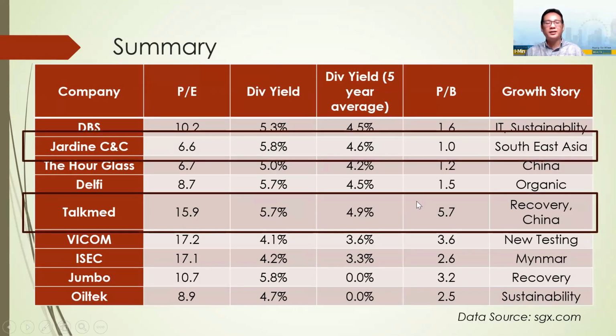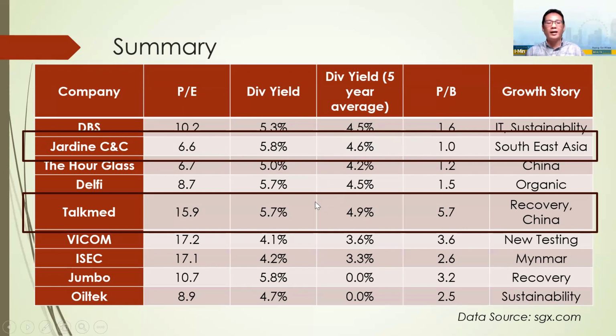My second choice is actually Jardine C&C. The main reason is the low PE. And same thing, I also believe in the Southeast Asian growth story. I think if you talk about globally, the next growth area will have to be in Southeast Asia. Talk about places like Vietnam, Indonesia. I do expect them to have very interesting growth going ahead. So if you ask me, what caught my attention is the PE being so low.